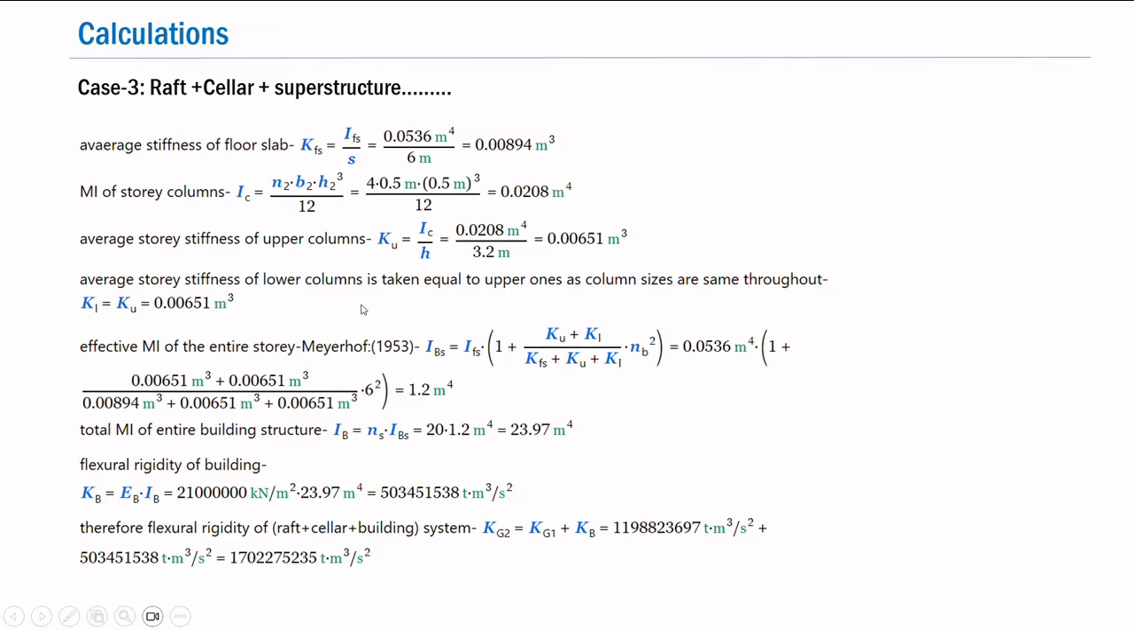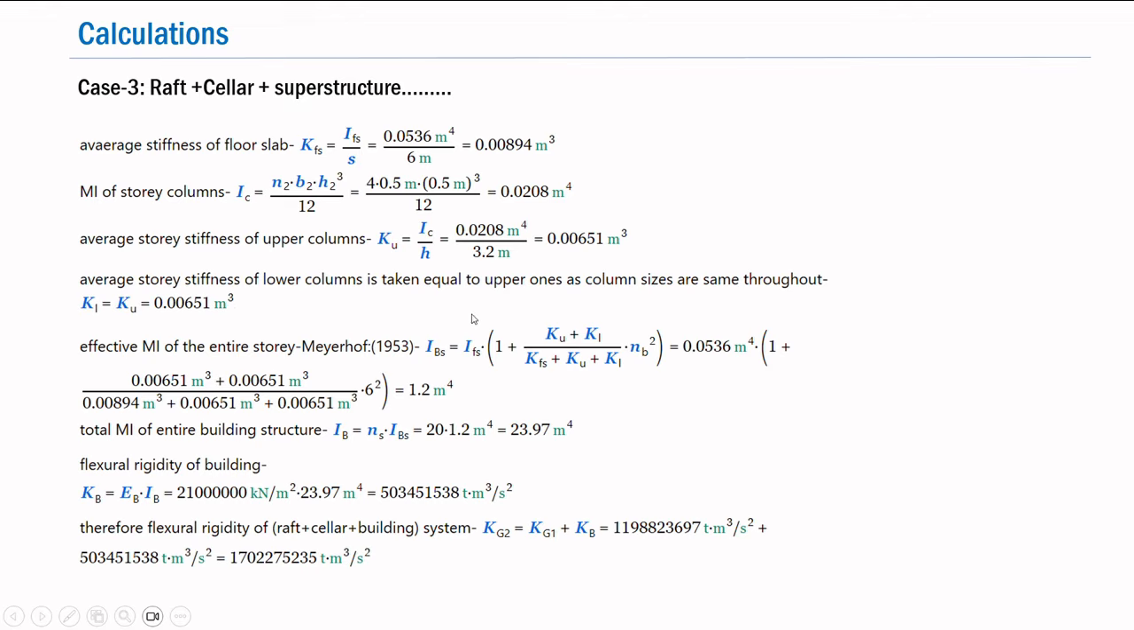For this simple problem, we have assumed that the column sizes are the same throughout. Accordingly, the average story stiffness of the lower columns will be same as the upper ones, which means that for the lower columns also we arrive at the same stiffness of 0.00651 meter cube.